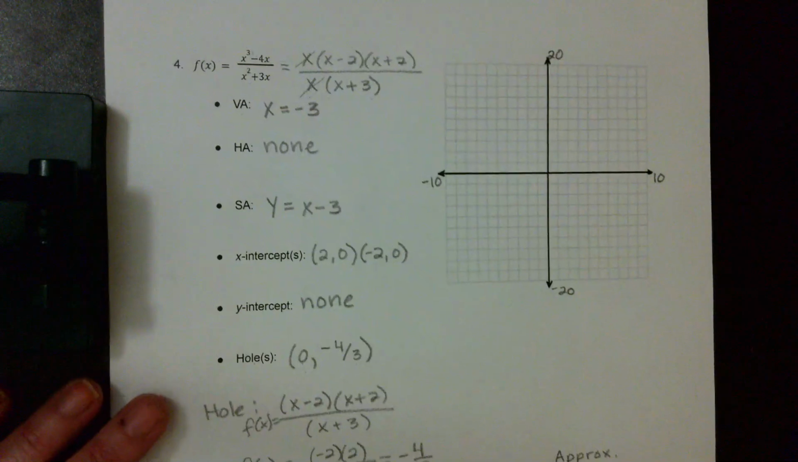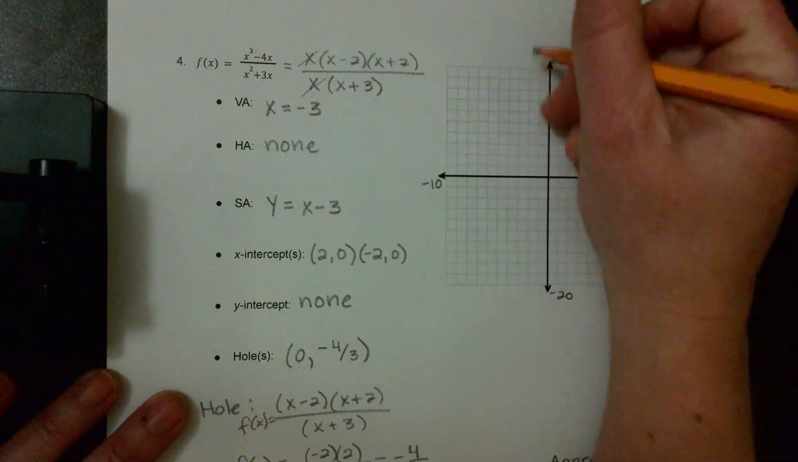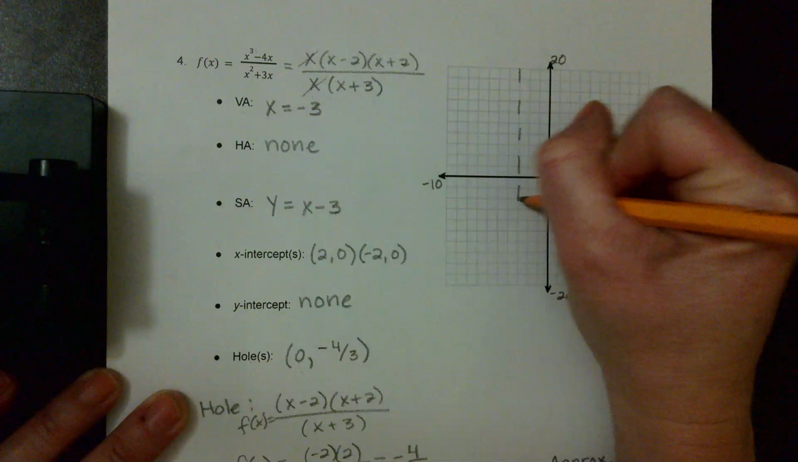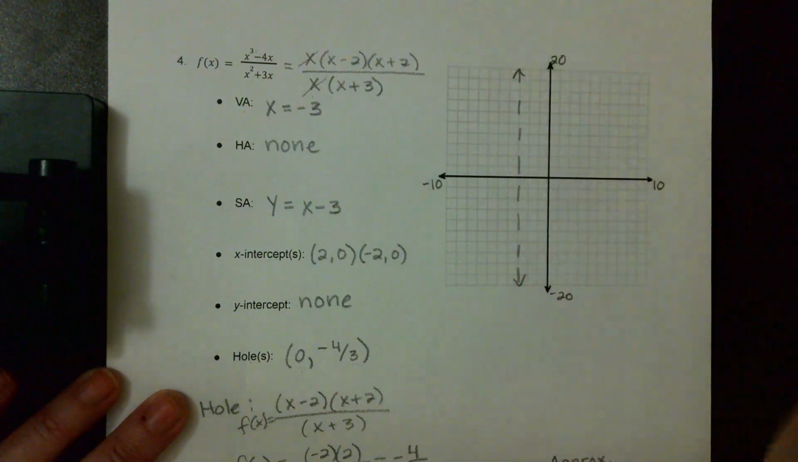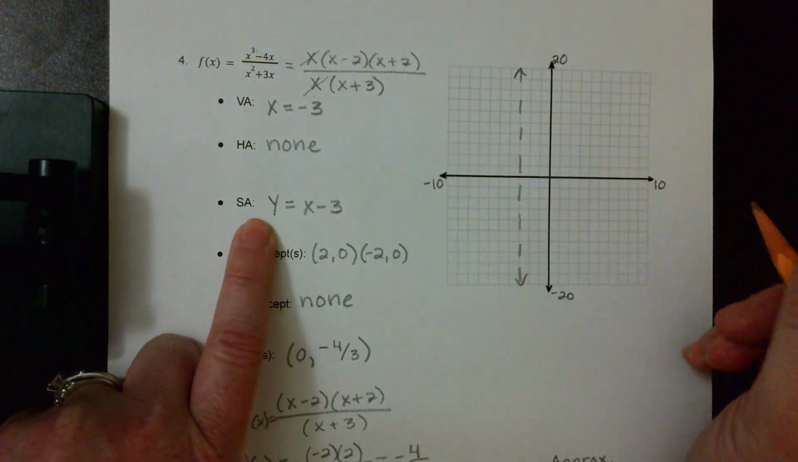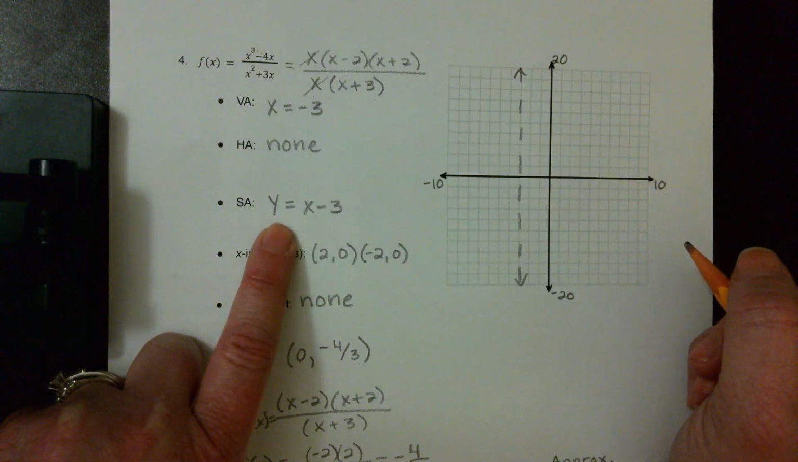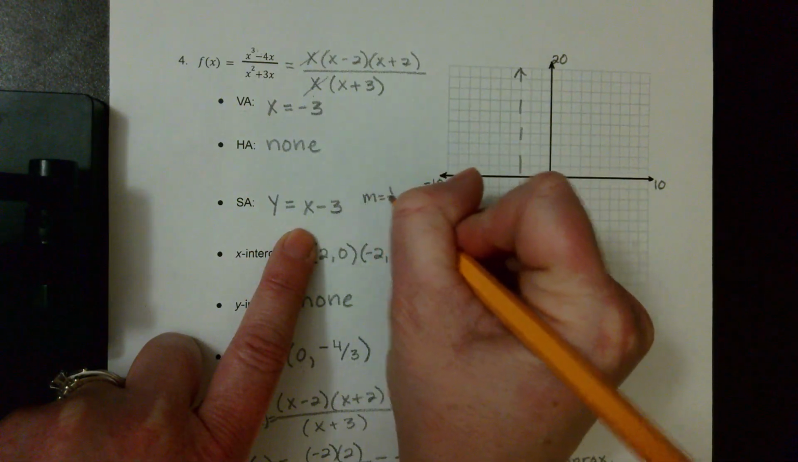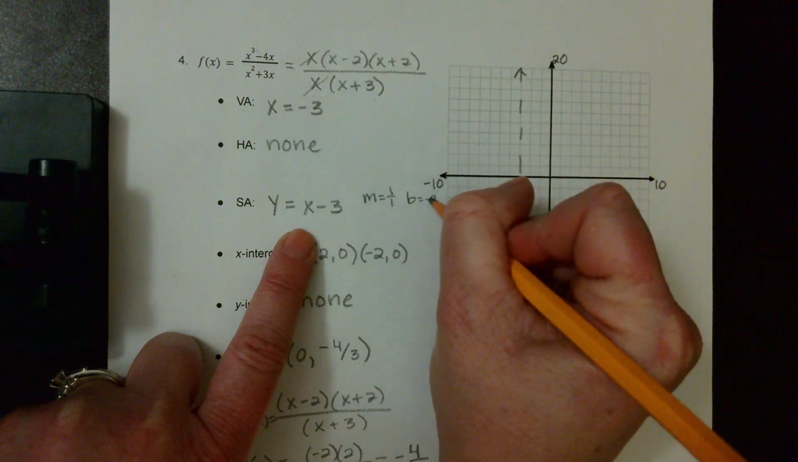So I want to graph my vertical asymptote. That's at negative 3. My x scale is 1, so I'm just counting over 3. I'm putting in a vertical line. I don't have a horizontal asymptote. For my slant asymptote, I have an oblique line. My slope is going to be 1 over 1. My y-intercept's going to be negative 3.